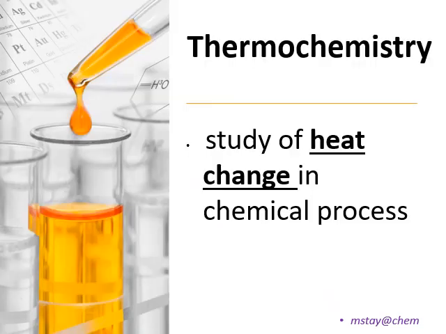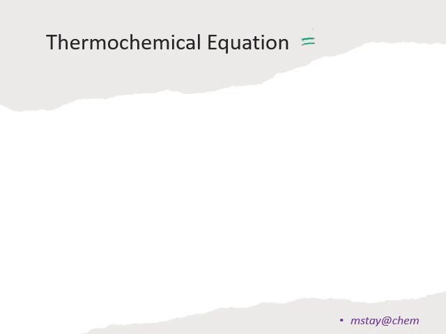So basically, what is thermochemistry? Thermochemistry is a study about the heat change in chemical processes. Let's check out the meaning of a thermochemical equation. A thermochemical equation is different from a chemical equation. So what's the difference between these two? Let's check this one.